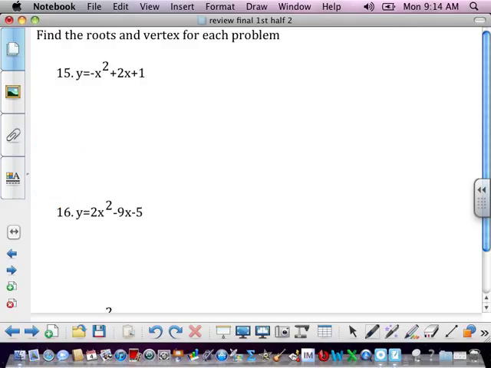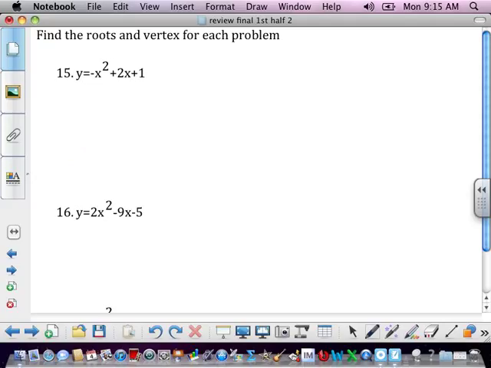We're going to find the roots and the vertex for each of these problems. What do you want to do first, roots or vertex? Vertex is real easy. Who remembers the equation for vertex, which you should probably write on your equation sheet?